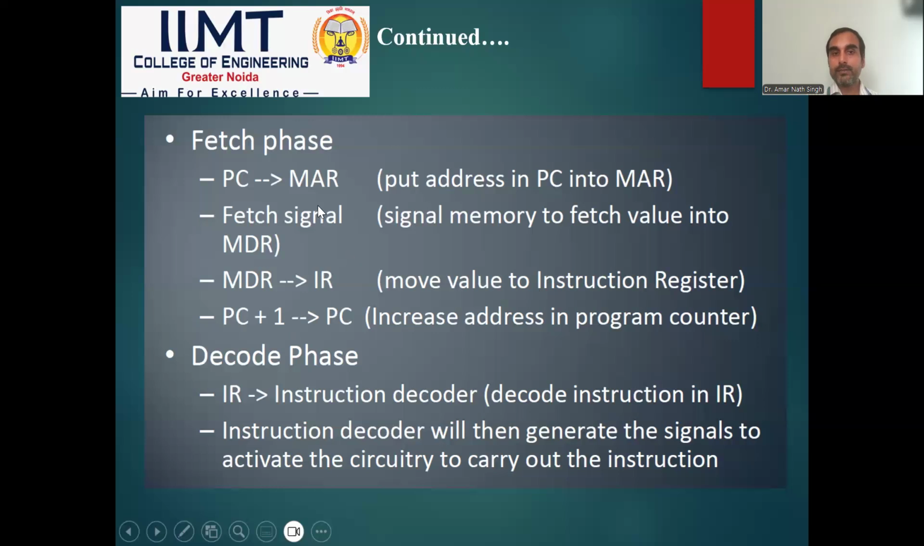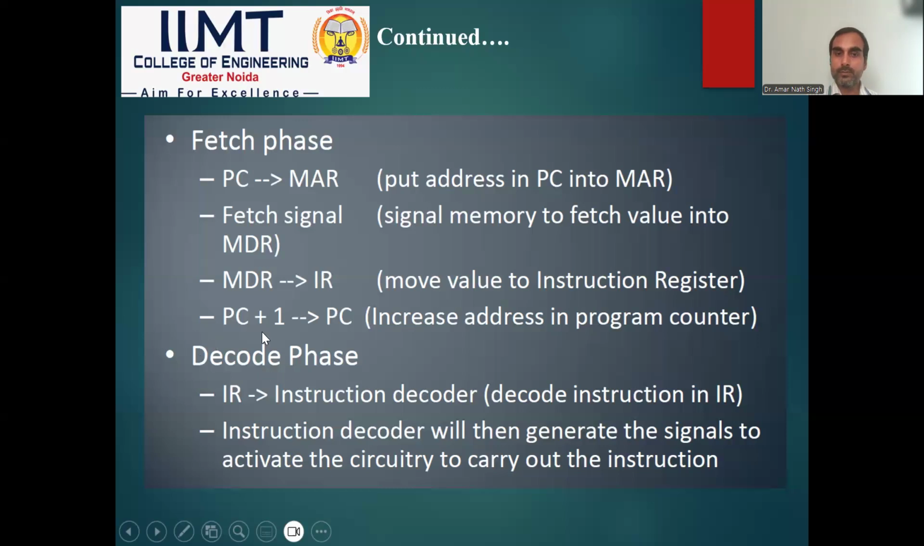Now, at this stage I believe you are very clear on how the PC is updated. If I write PC plus one is equal to PC, what is the word size here? It is 1 byte. If your word is 4 bytes, then it will be PC plus 4. That particular part we have already seen in the previous slide, and the same thing I'm conveying here in terms of 1 byte memory. Then comes the decode phase.